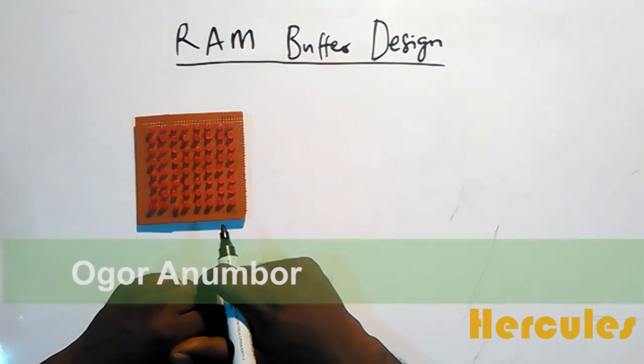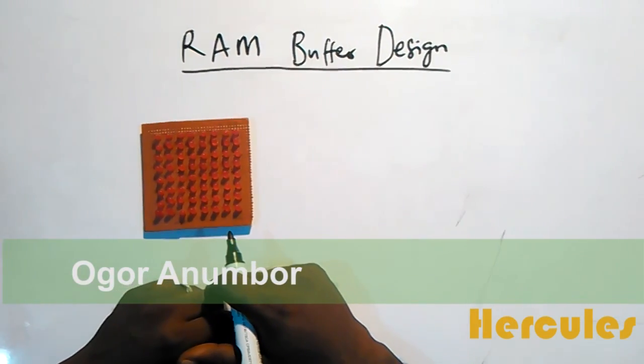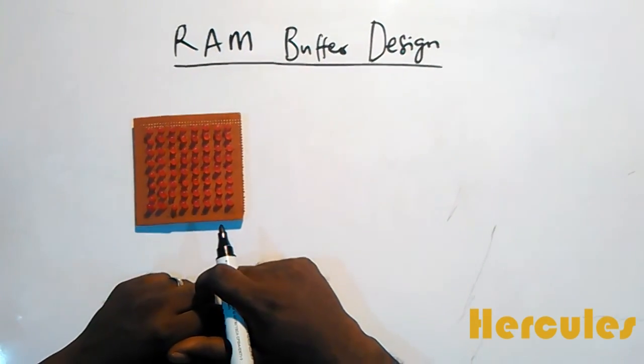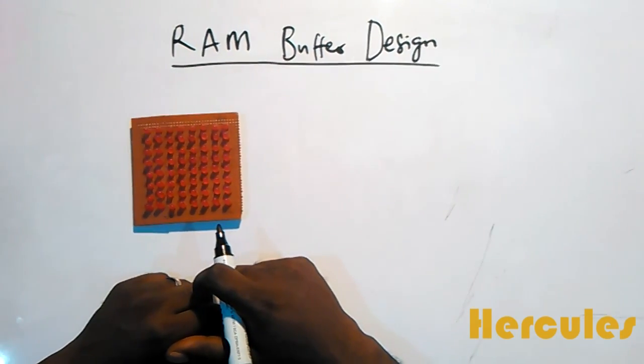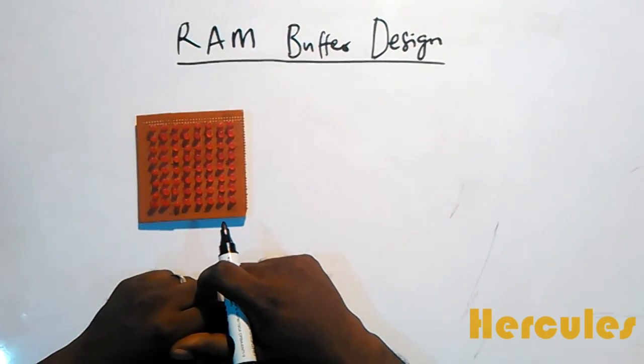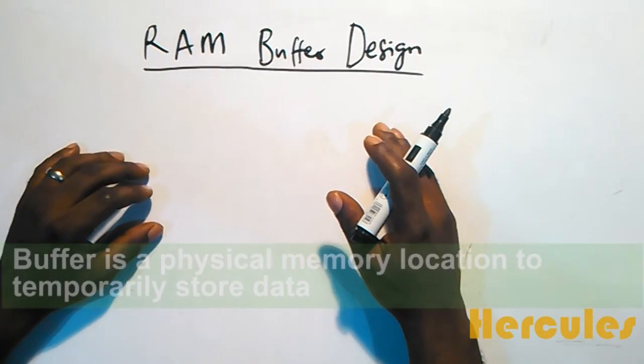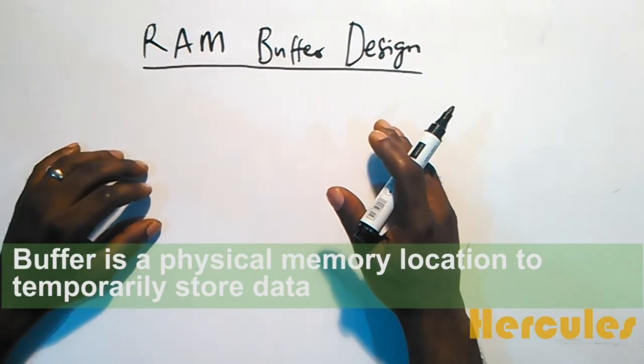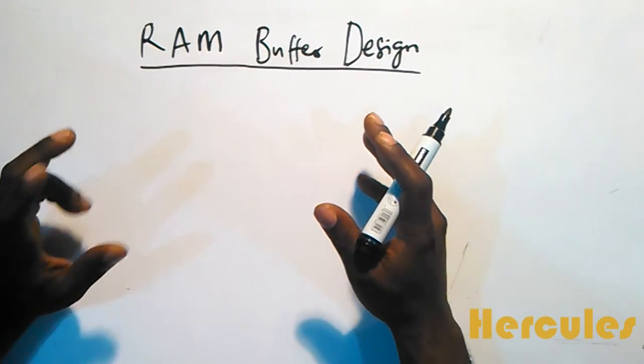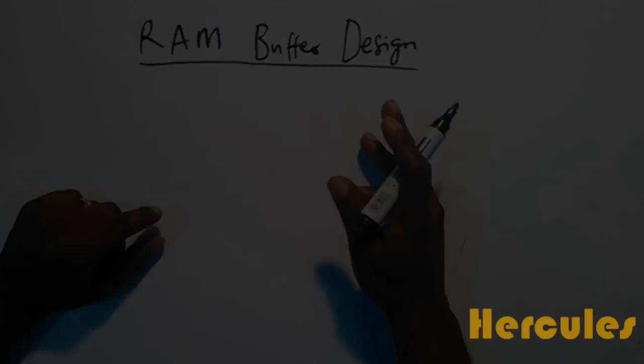My name is Ogo, and in this tutorial we're going to be learning how to implement a RAM buffer for our 8x8 LED matrix. I want you to pace with me as I show you the different steps and how to go about it. First, a buffer is a region of physical memory storage used to temporarily store data. So that's what a buffer is.